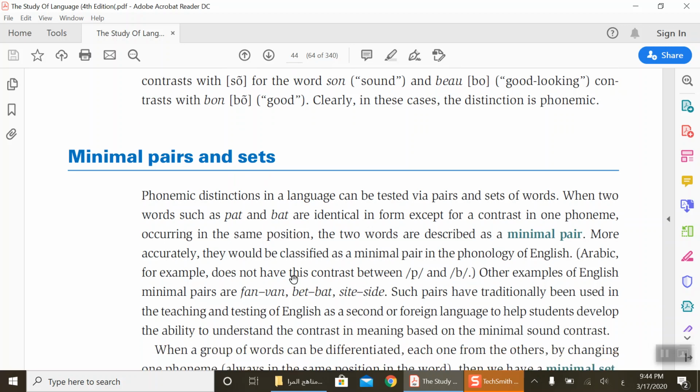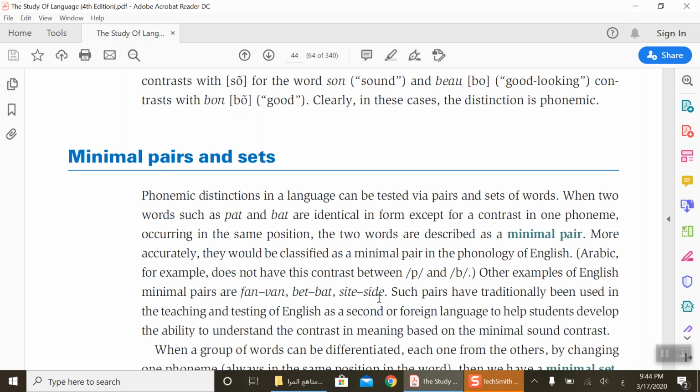Other examples of English minimal pairs, مثلا عندنا fan and van. شوف, two words, these two words are similar to each other, but only one phoneme is different. And we said if we change one phoneme in one word, we will have different words with different meanings. So we have fan and van, bet and bat. Here we change the vowel.